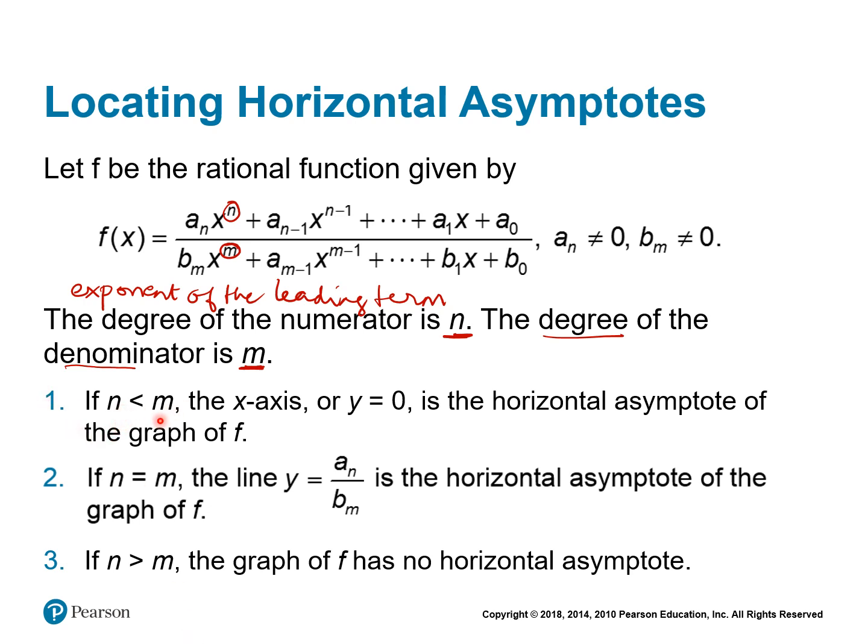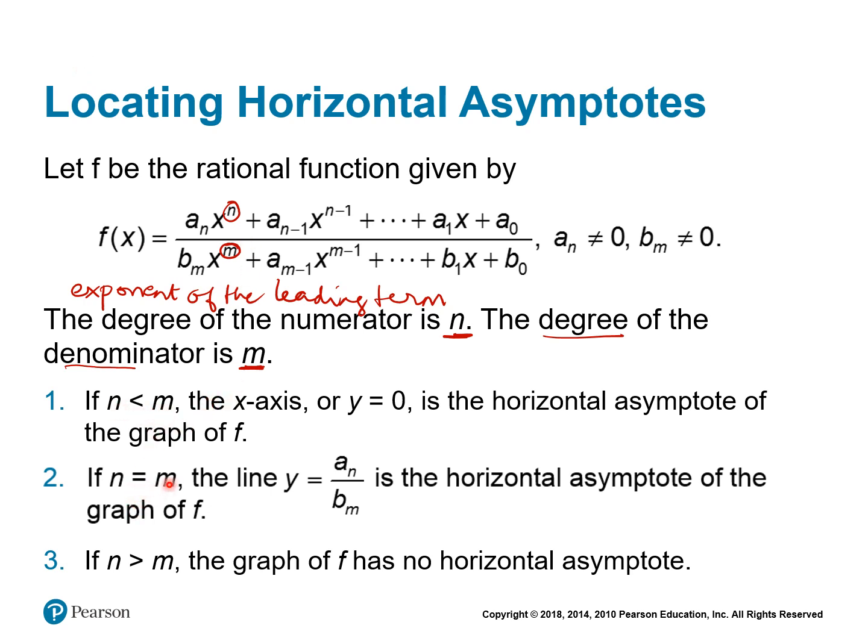If n is less than m, if the exponent in the numerator is less than that of the denominator, then y equals 0 is the horizontal asymptote of the graph of f. y equals 0 is essentially the x-axis. So that means the x-axis is the horizontal asymptote of the graph if n is less than m.